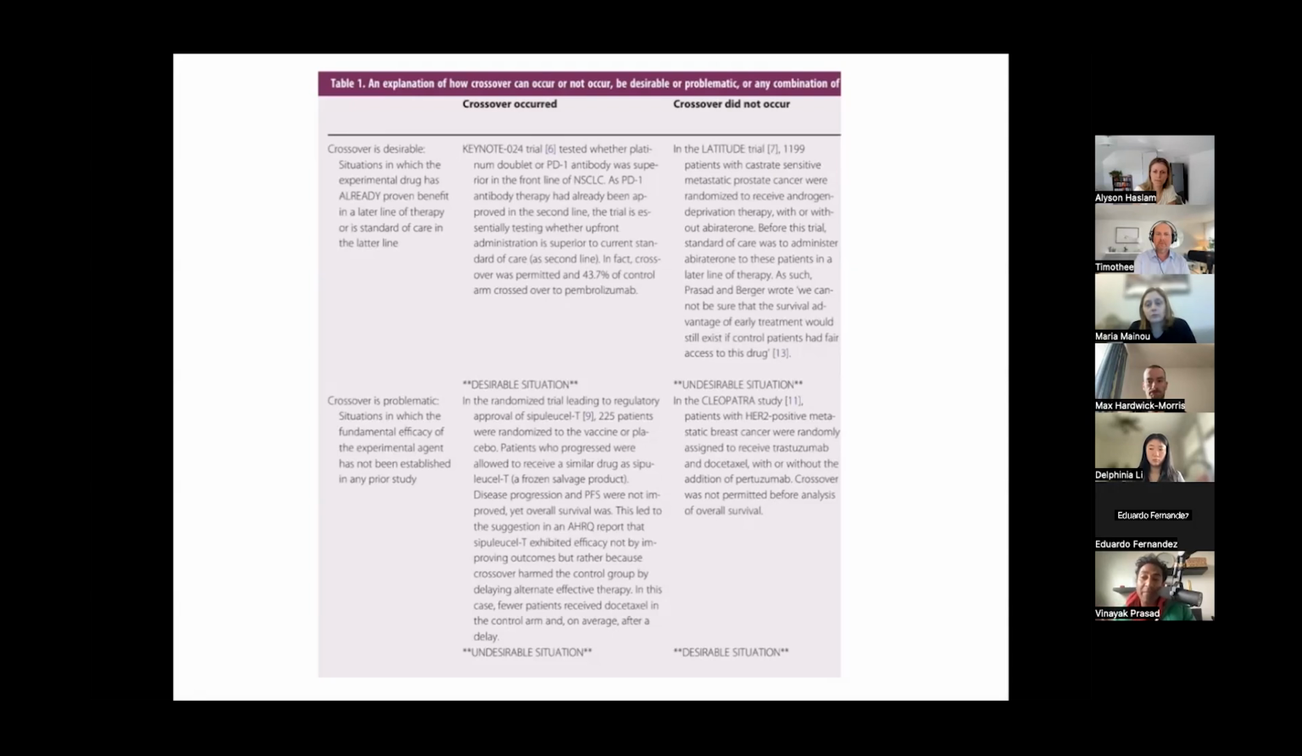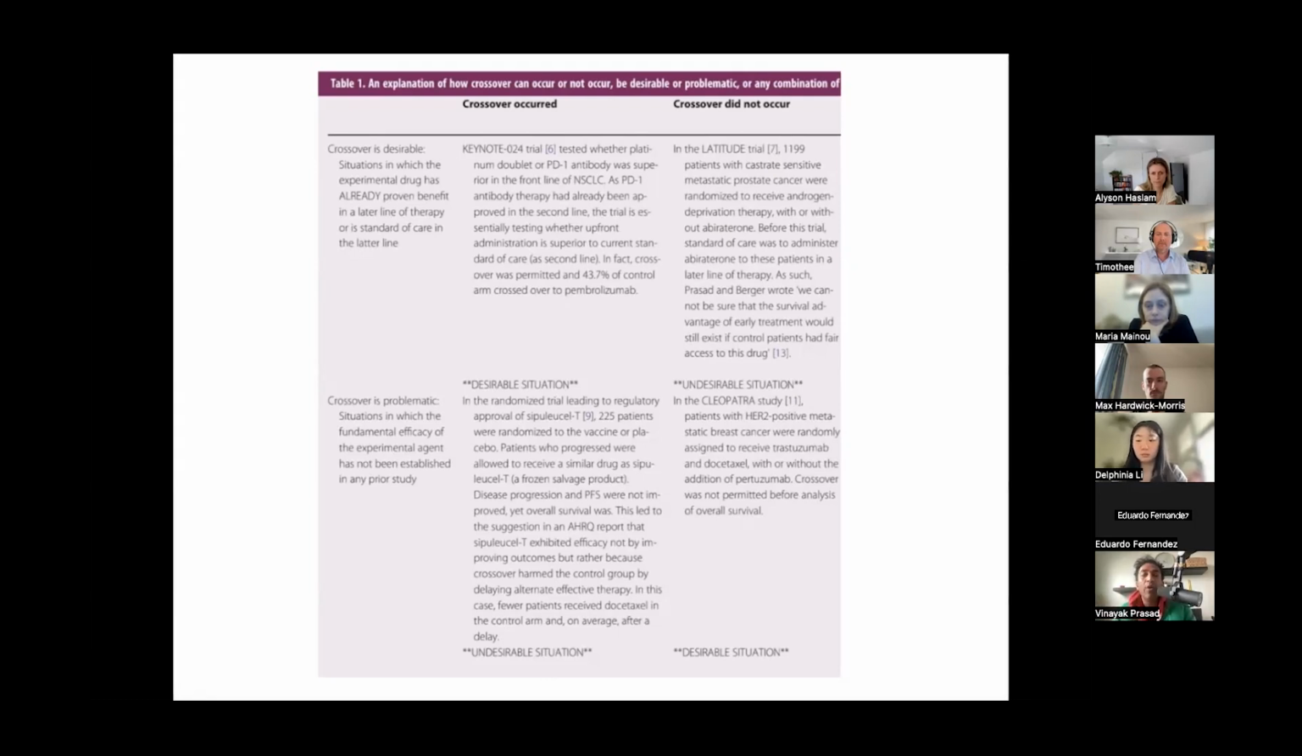If it's already shown a benefit in the second line, you're trying to move it up, you do want everyone to get in the second line because you're asking the question, is it better to give it routinely up front versus giving it in the second line? And crossover can either occur or not occur. I'm not going to use the examples on this paper. I'm going to give some different examples.